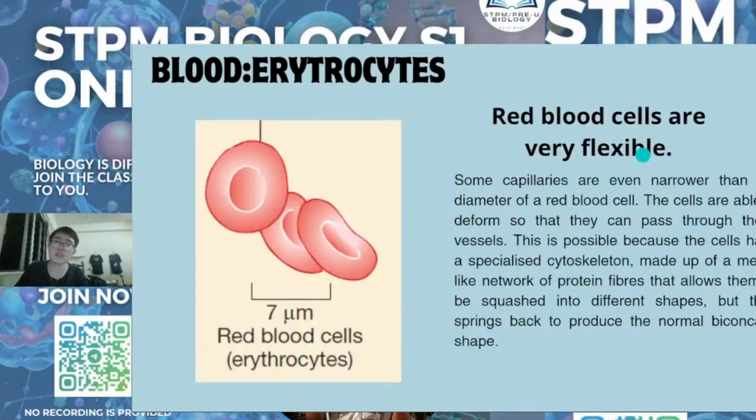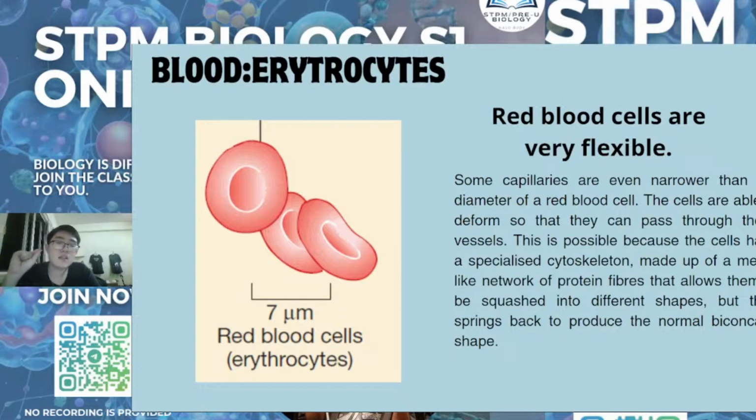And another structure is a very flexible structure. So normally red blood cells are very flexible. So meaning that the cells are able to deform so that they can pass through the vessel. So normally if you see, our blood vessels contain 3 types of blood vessel, right? Artery, vein, and also blood capillaries. So blood capillary is the very narrow punya vessel.